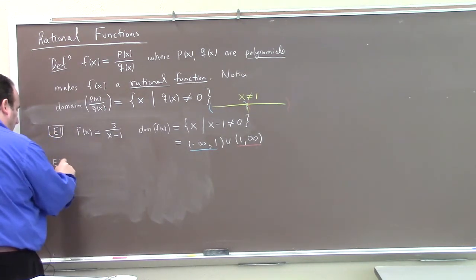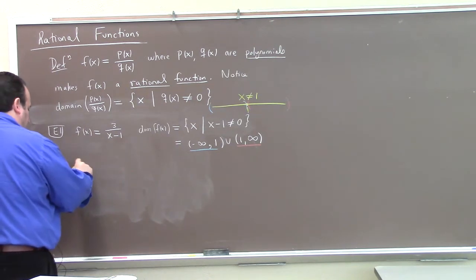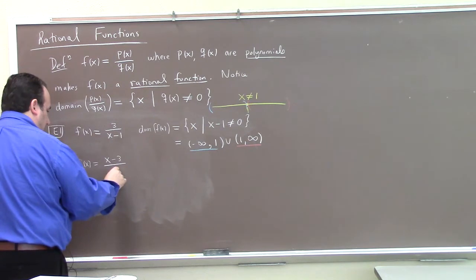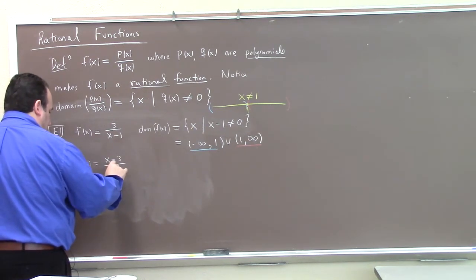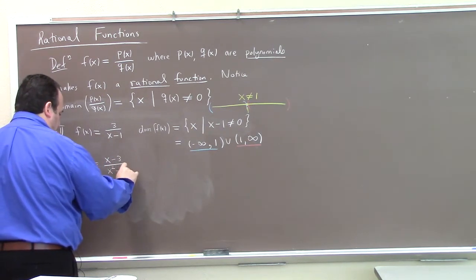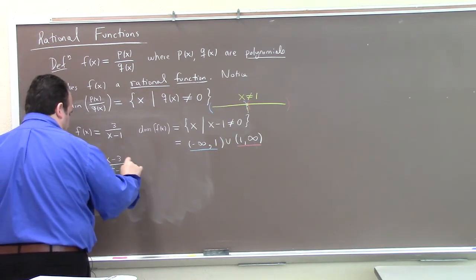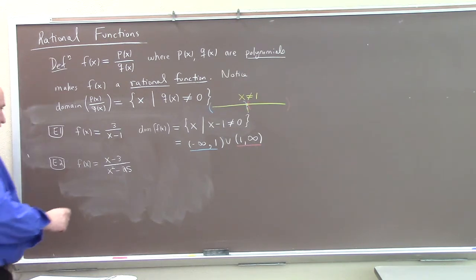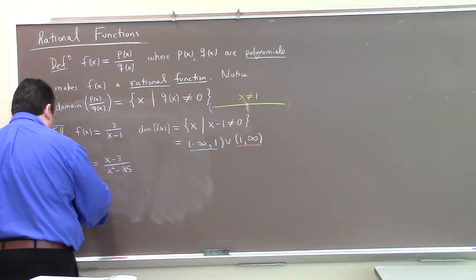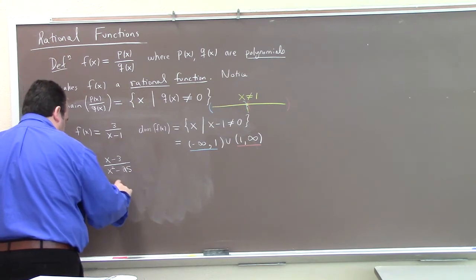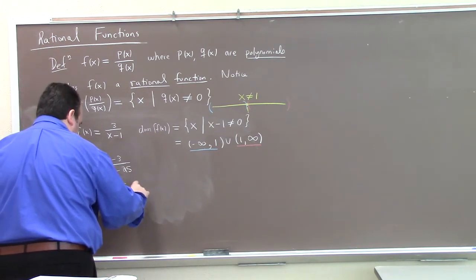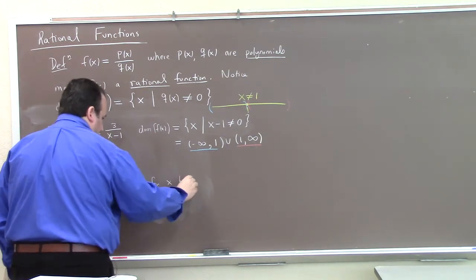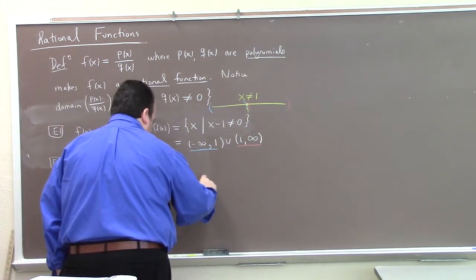Example 2. Suppose we have f of x is equal to x minus 3 over, oh, I don't know, x squared minus 25. What's the domain of this function? So we need x squared minus 25 to not equal 0 for x to be in the domain, right?